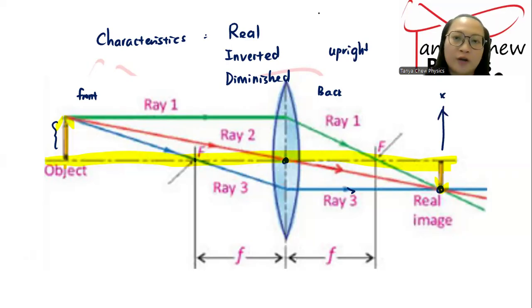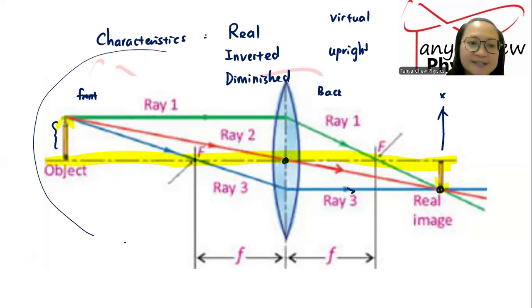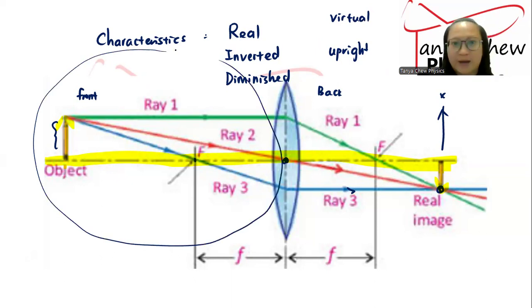The opposite of real is virtual. The image is virtual when the image is formed on the same side as the object. Somewhere here. That's virtual.